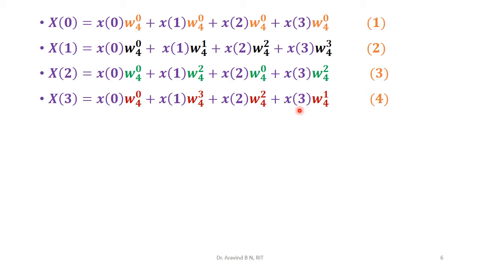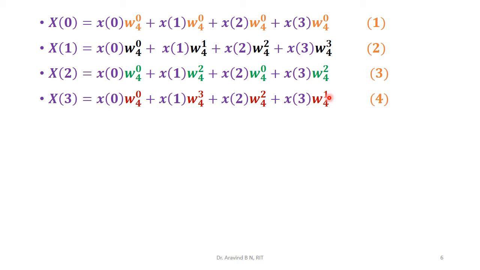What has changed is the twiddle factor, that you can observe over here. See, omega 4 power 0, this first column remains as it is, omega 4 power 0 in all the cases. With respect to the second column, omega 4 power 0, omega 4 power 1, omega 4 power 2, omega 4 power 3, it has changed. Similarly, in the third one, omega 4 power 0, omega 4 power 2, omega 4 power 0, omega 4 power 2. Similarly, we can refer over here also.